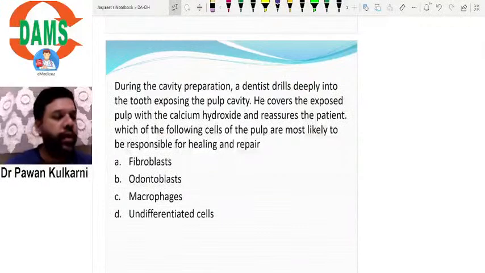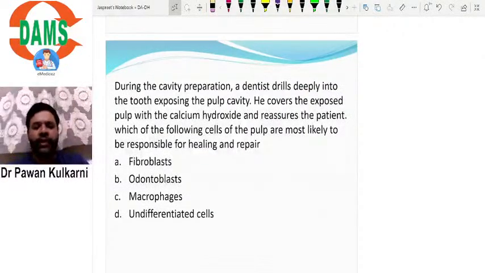Okay, next. During cavity preparation, a dentist drills deeply into the tooth, exposing the pulp cavity. He covers the exposed pulp with calcium hydroxide. So there is a pulp exposure, which has been covered with calcium hydroxide, and the dentist reassures the patient. Which of the following cells of the pulp are most likely to be responsible for healing and repair?